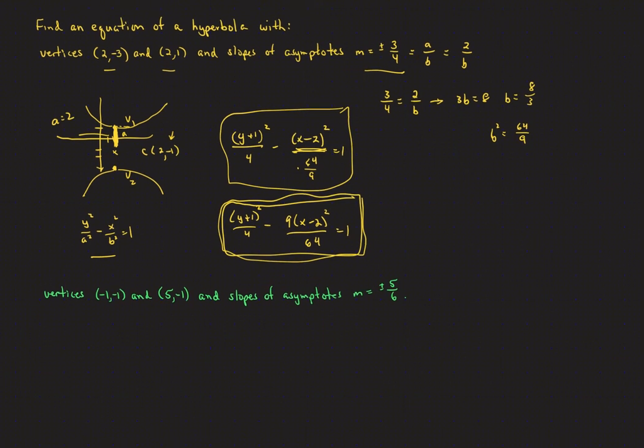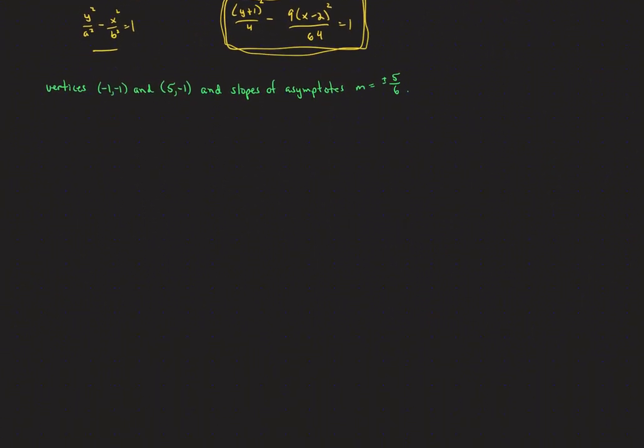All right, let's try one more of these things. I know this video's getting long. So now, let's see, let's draw. We've got vertices (-1, -1) and (5, -1). So those are our vertices. So it looks like they're 6 apart, so halfway in between, 1, 2, 3, right there is going to be our center, and that center is going to be at (2, -1).